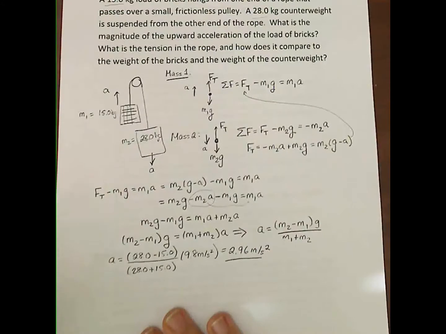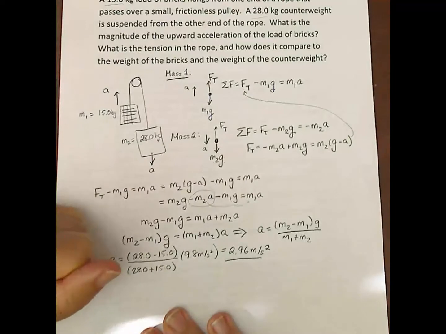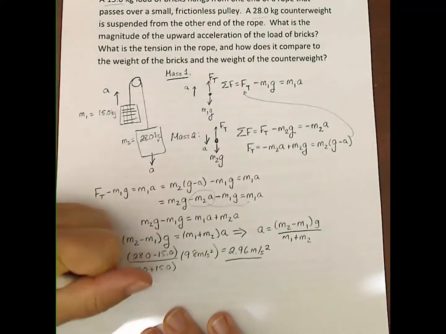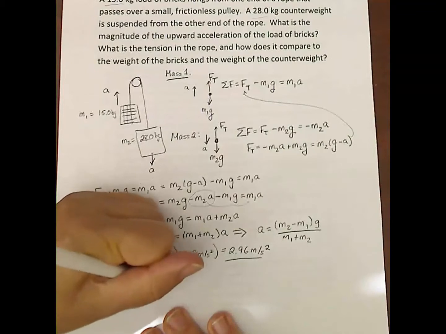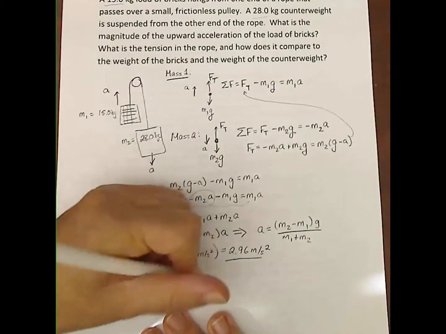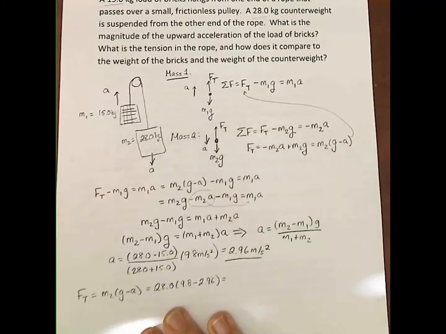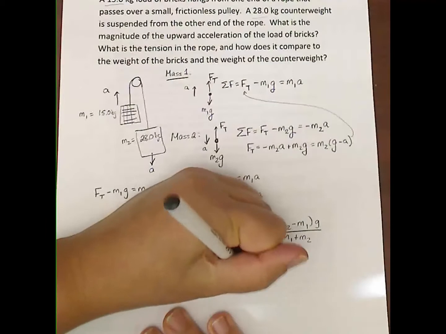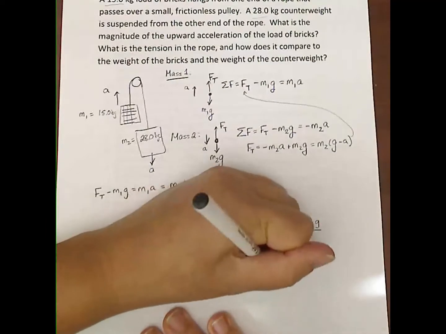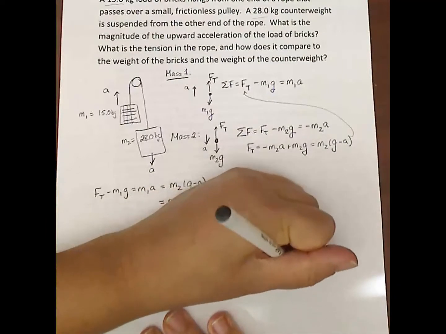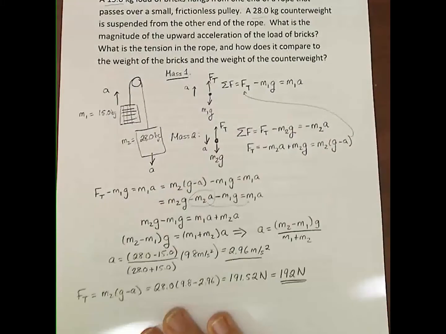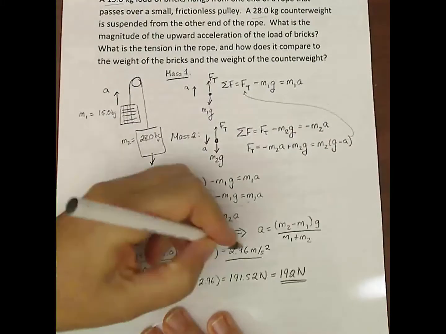Well, the tension in the rope we said was M2 times (g minus a), and now we know a. So force of tension is M2 times (g minus a). So M2 is 28, g is 9.8, a is 2.96. So 9.8 minus 2.96 is 6.84 times 28. I get 191.52 newtons. And I got to round that to 3 sig figs, so I'm going to round that up to 192 newtons. Okay, so now I've got my answer to the two problems.